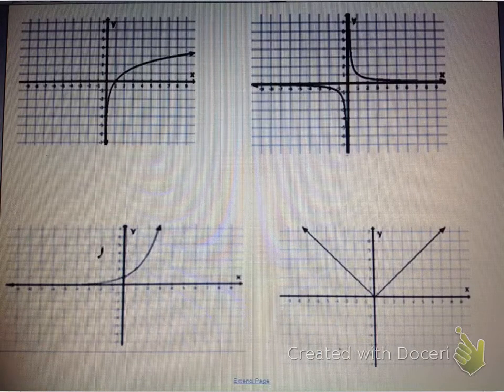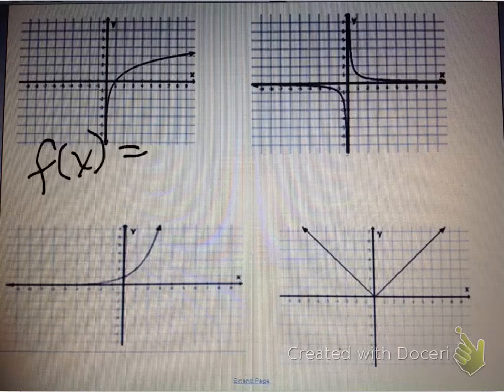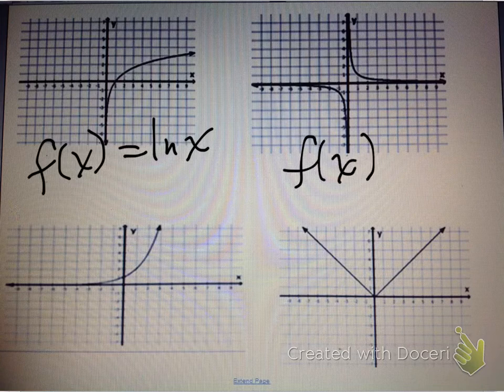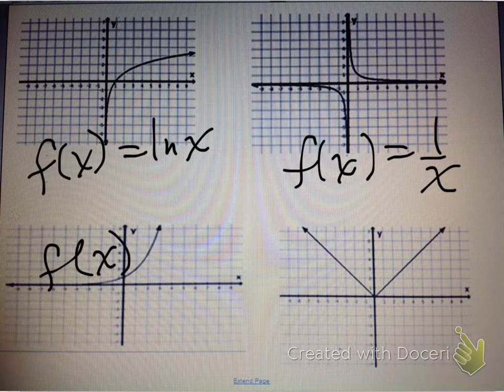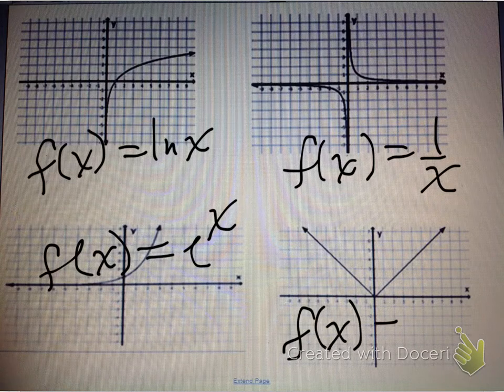Okay, onward. What is this right here? Top left graph here, this is the natural log function, so f of x equaling the natural log of x. We have the reciprocal function on the top right, so that is f of x equaling 1 over x. The bottom left here is the exponential function, f of x equaling e to the x. And then the absolute value function, f of x equaling the absolute value of x, here on the bottom right.